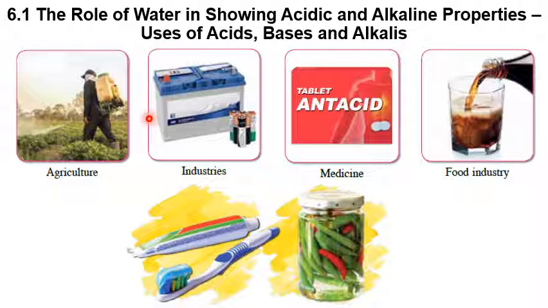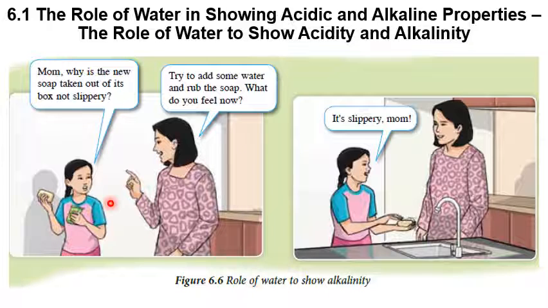These are the fields that use acids, bases, and alkalis, for example agriculture, industries, medicine, and the food industry. We will do an activity on this later. The figure shows the role of water to show alkalinity. The girl asks the mom, why is the new soap taken out of its box not slippery? The mom answers, try to add some water and rub the soap. What do you feel now? It's slippery, mom. So the water shows the alkalinity.